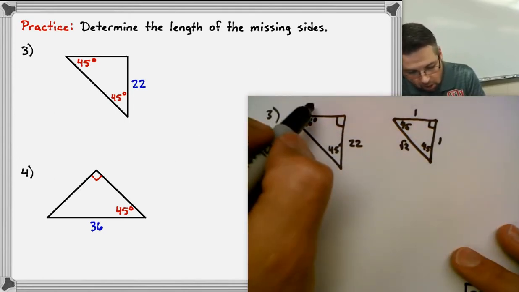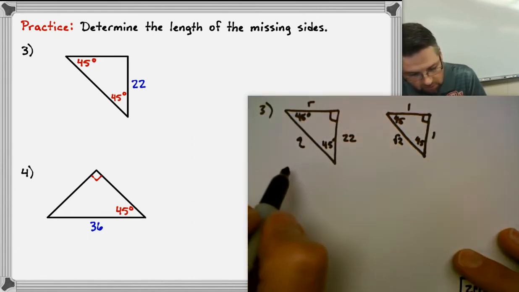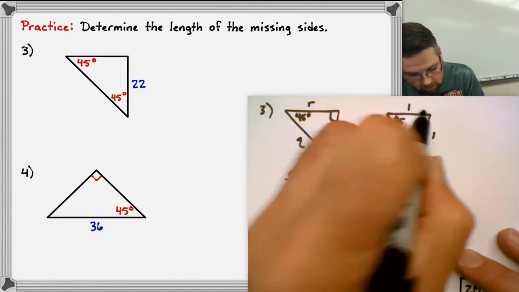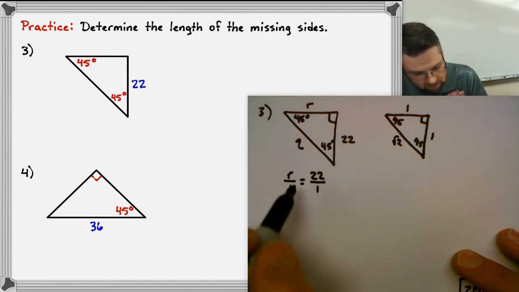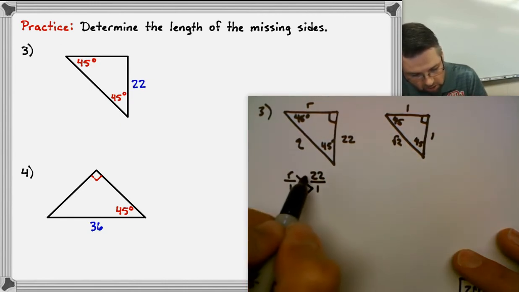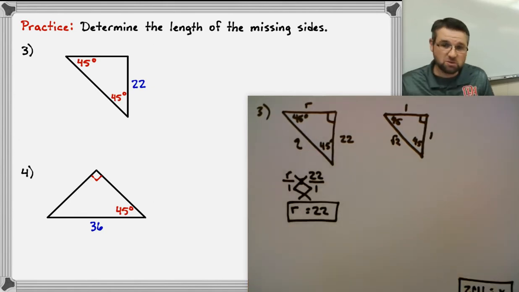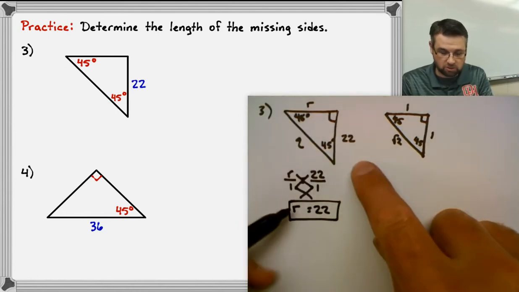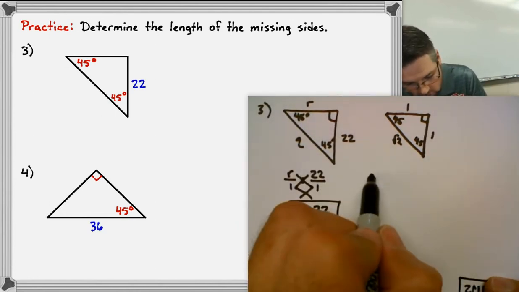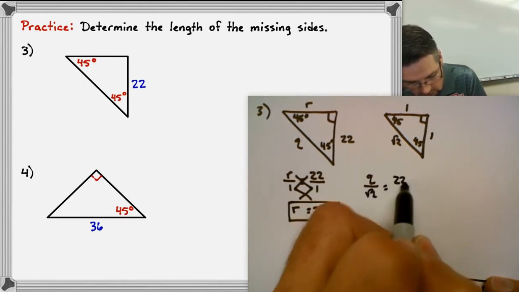Okay, I'll call this, I don't know, R, and this one Q, just to be different. So we'd set up a ratio. We'd say R over 1 equals 22 over 1, and then we cross multiply. So 1 times R is R, 22 times 1 is 22, so we have R. We knew that anyways without doing any work because these two are the same, these two will be the same. R is 22.